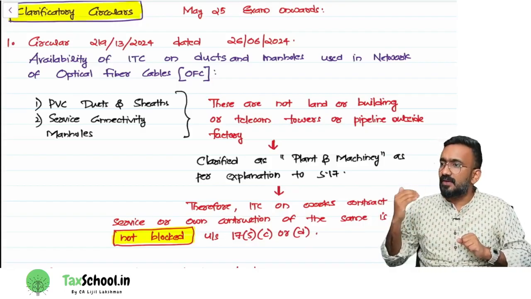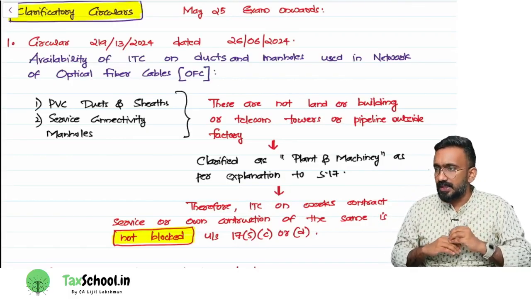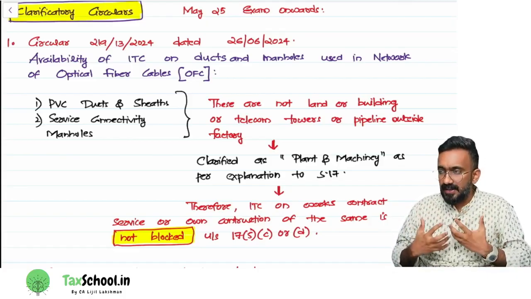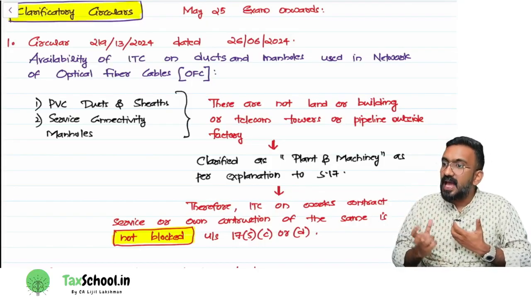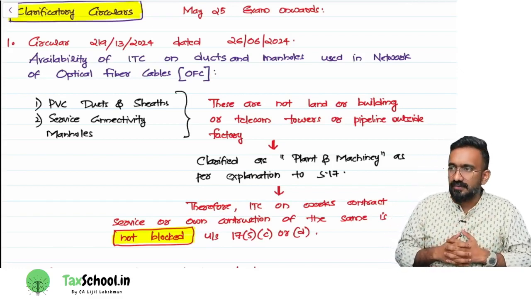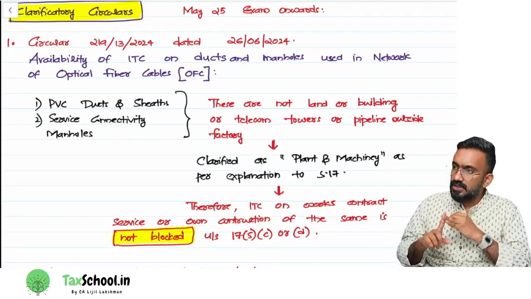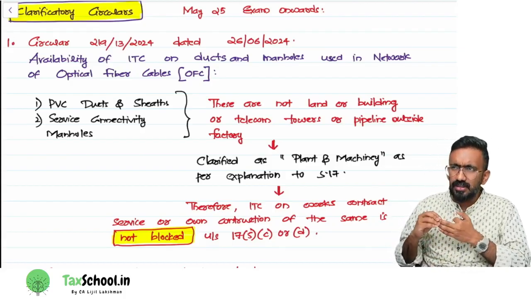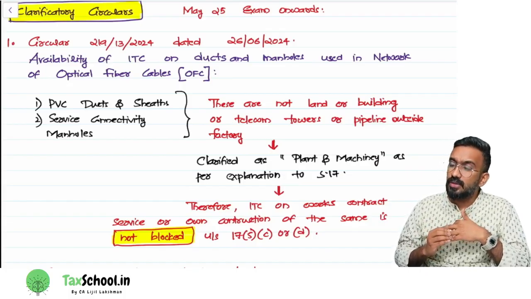So the question we have here is, can Jio, for example, can Reliance take the input tax credit of whatever amount they spent, and the GST spent, to create this PVC duct and sheets and service connectivity manhole in an optical fiber company? Why is there this confusion? We know that plant and machinery excludes land, building, civil structure. It excludes telecom towers. It excludes pipeline outside the factory. So there was a confusion. Telecom towers and these service connectivity manholes do the same job. But should I exclude that also from plant and machinery?